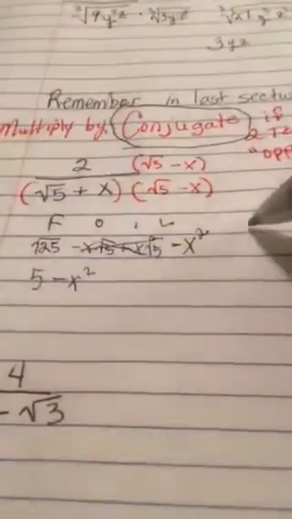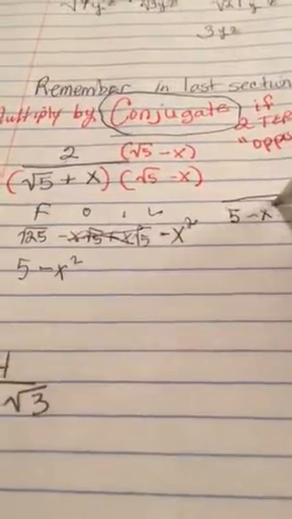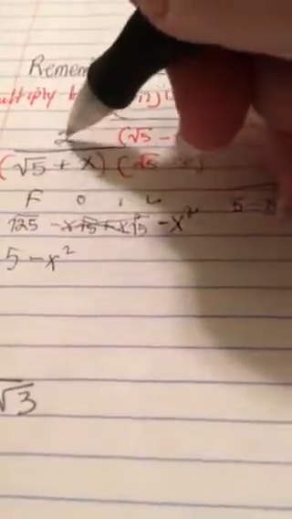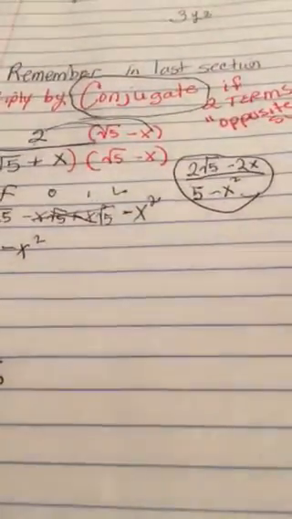So the denominator now becomes 5 minus x squared, or negative x squared plus 5, whichever way you want to look at it. The top, we will distribute this 2. Be careful to make sure you do it to both things. So it's 2 square root of 5 minus 2x. And ta-da, we have rationalized the denominator.